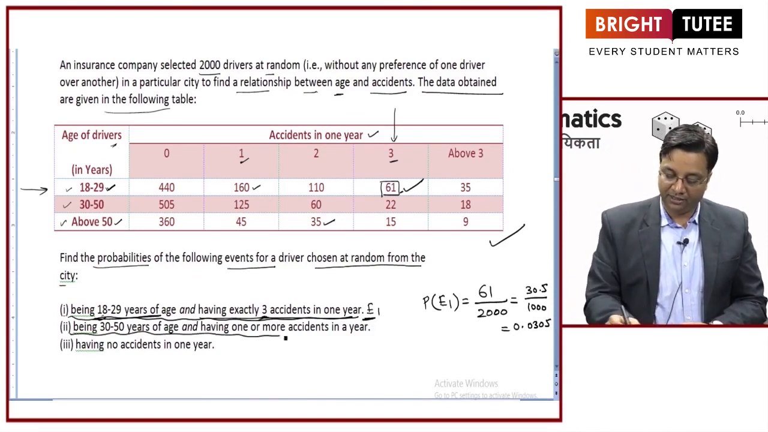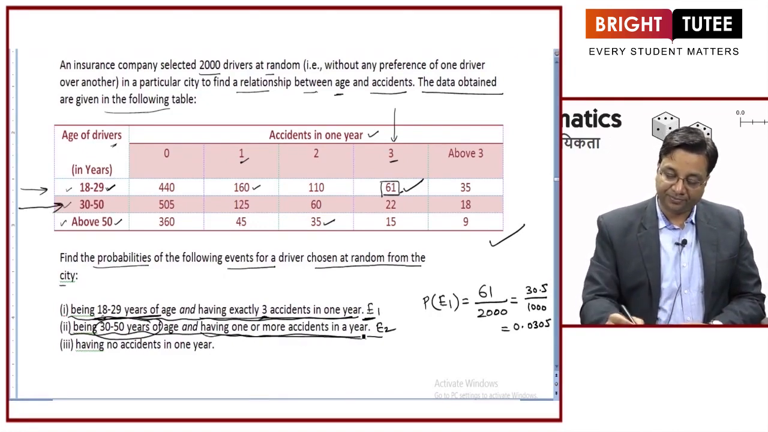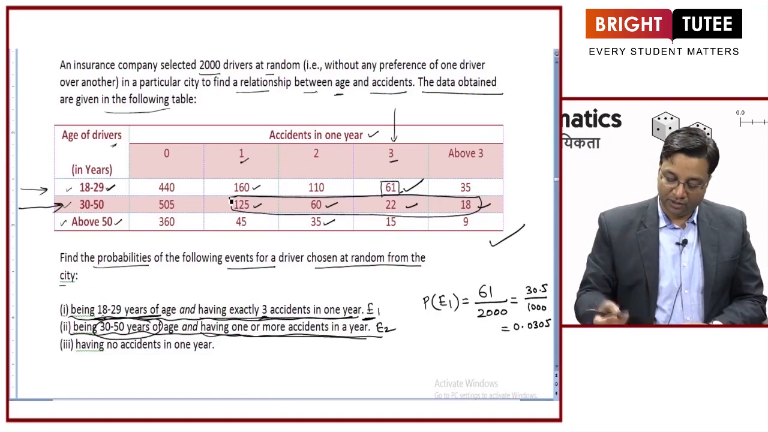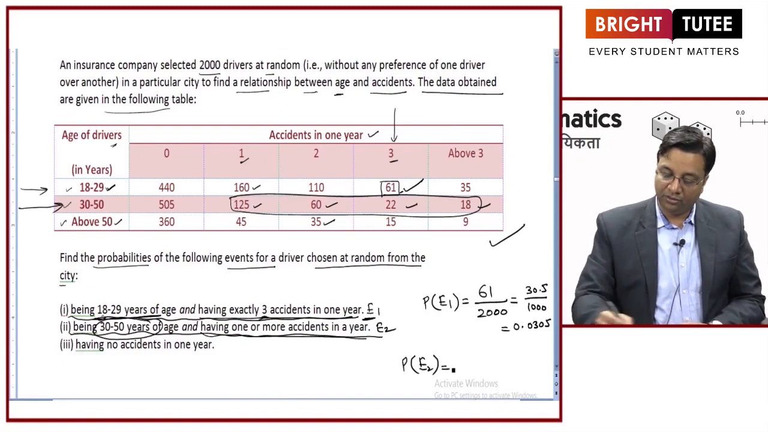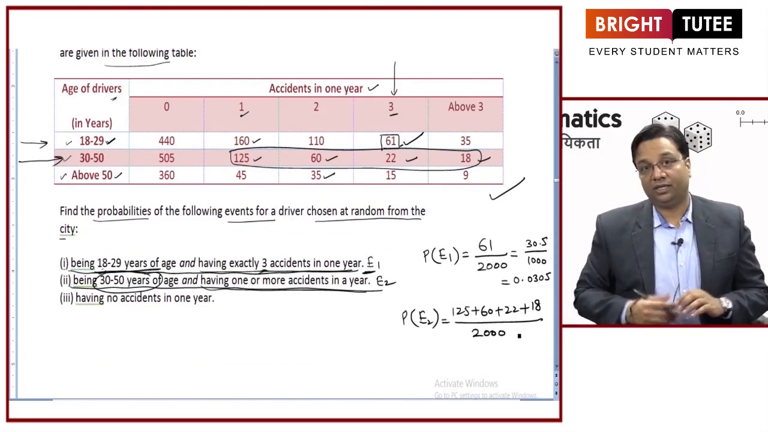Now, let us define this event or name this event as E2. What is this event? Being 30 to 50 years of age. So, let us look in this row. Having 1 or more accidents in the year. So, 1 or more means 1, 2, 3 and above 3. So, we will add all these. Okay. So, what is the probability of E2? Probability of event 2 is equal to sum of these 125 plus 60 plus 22 plus 18 divided by total number of drivers, those were under observation.